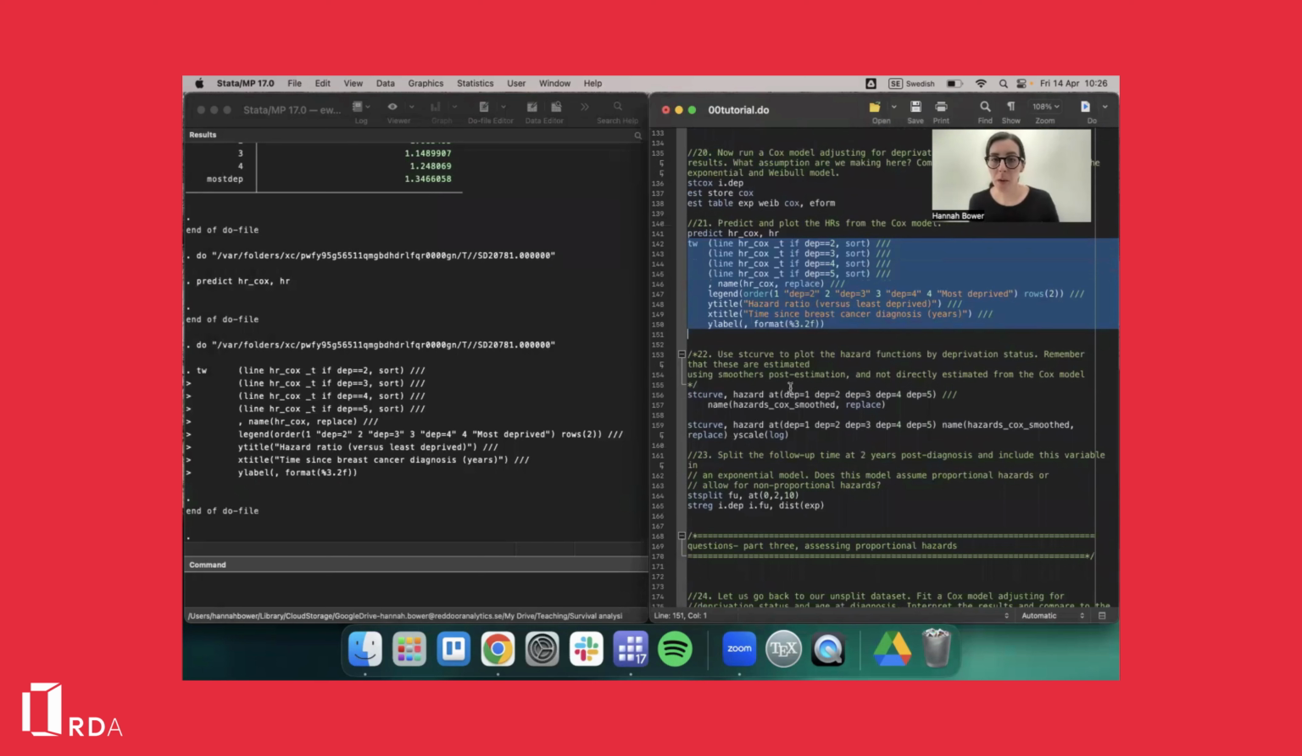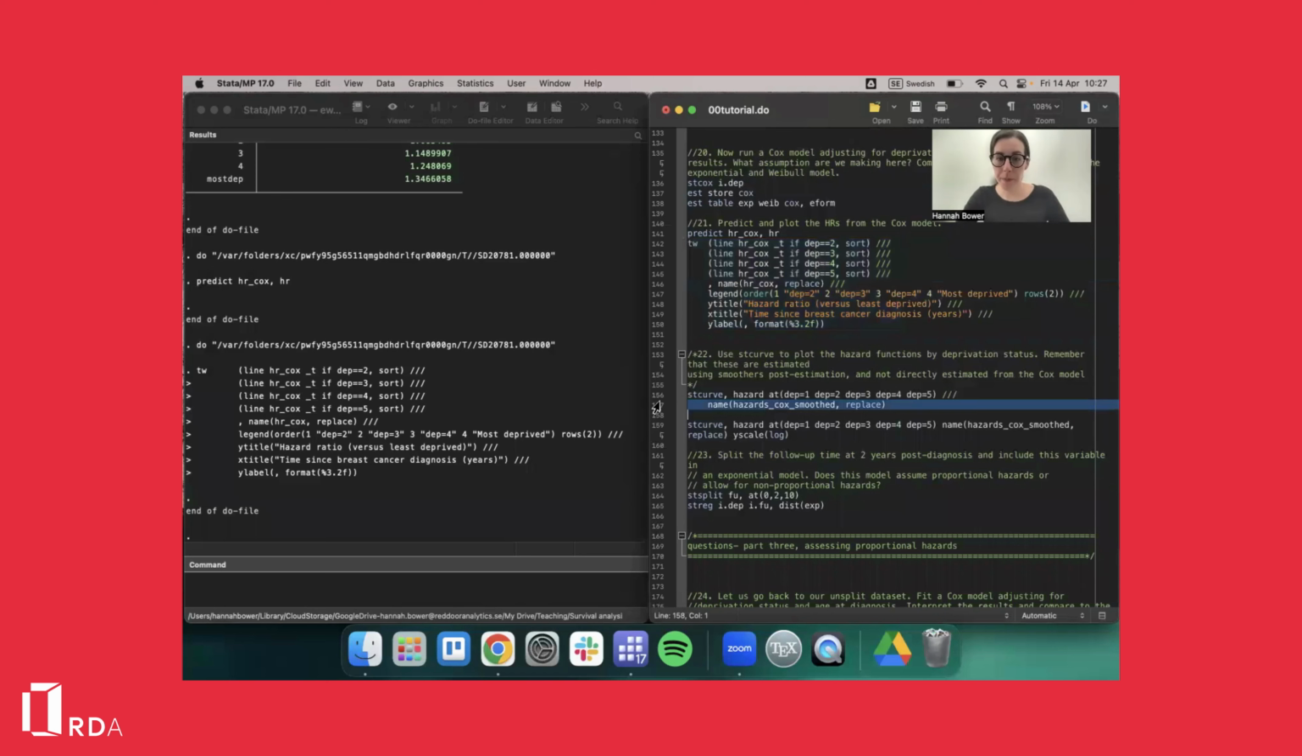So what we then do is we're asked to use the stcurve command to plot the hazard functions by deprivation status. So remember that these are estimated using smoothers post-estimation. So when we fitted our Cox model, we haven't estimated any underlying hazard functions, but now we're going to do some extra work outside of the model, using the information from the model, and then say, let's try and actually do some estimation to see what this looks like.